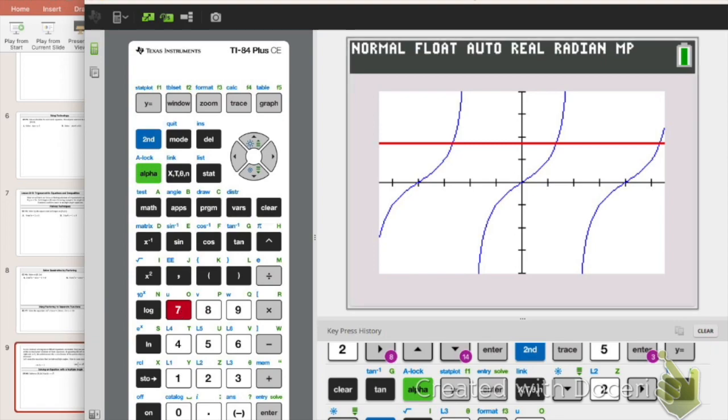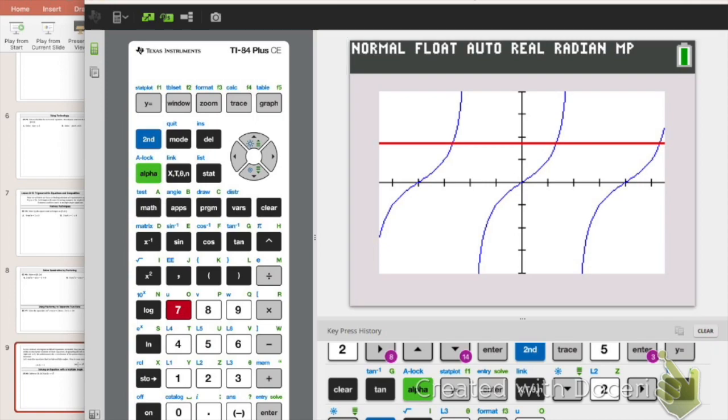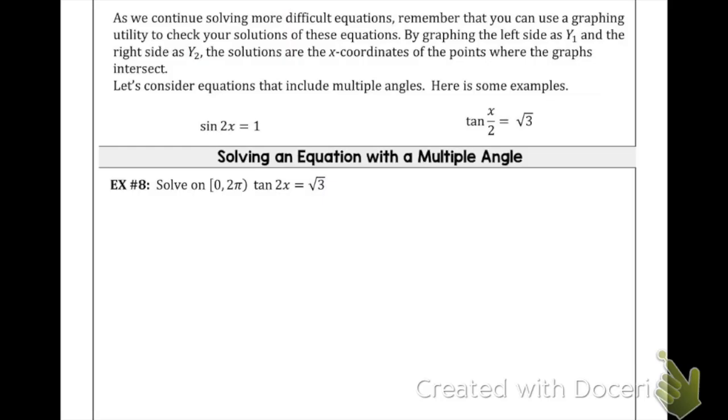Okay, so now let's see if we can do it by hand. Solving equations with multiple angles. Okay, so let's go ahead and start with example 2.